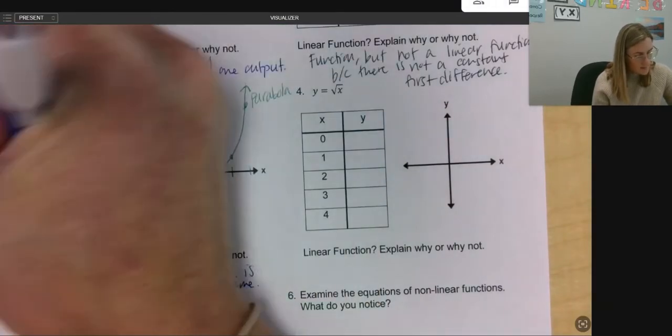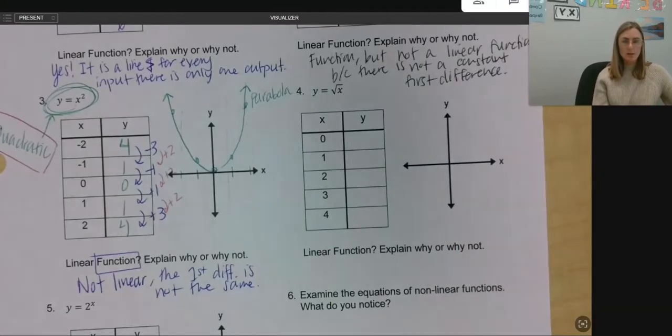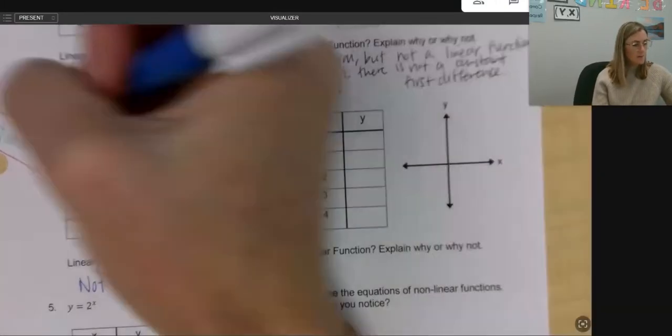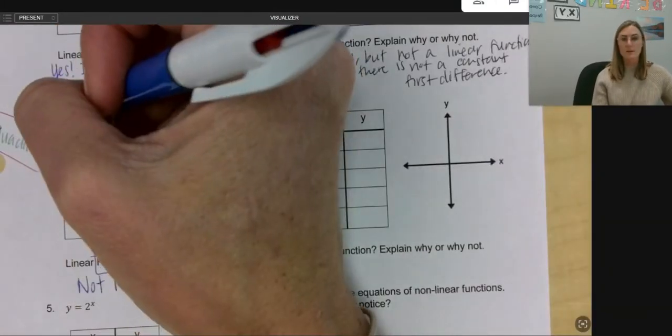When the second difference is the same, you know you're going to have a quadratic function, and you know that in your equation, you're going to have an x squared.